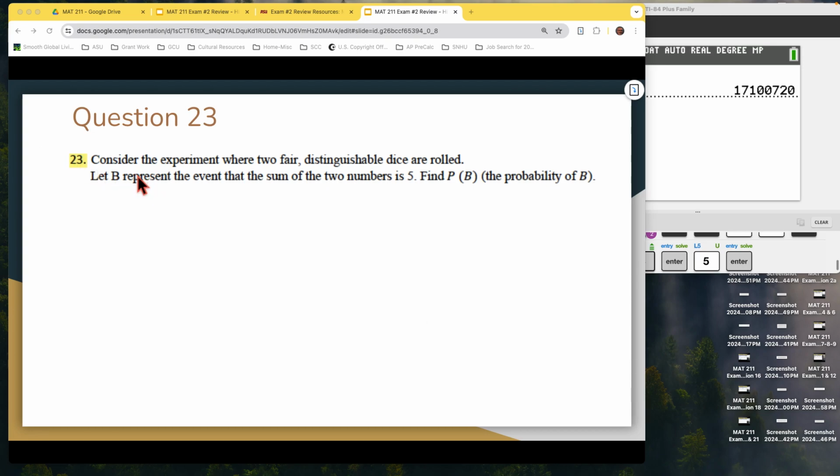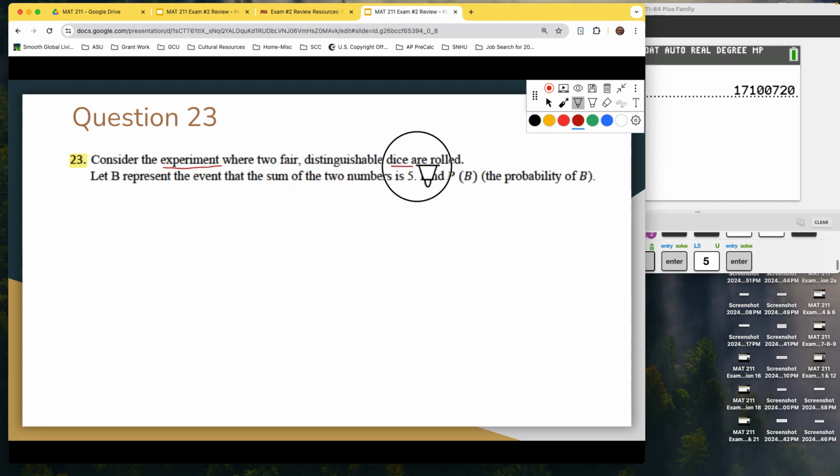Moving along, we're now getting into probability type questions. And here we've got an experiment, which just means we're flipping some coins or rolling dice. Two fair, distinguishable dice are rolled. So remember, this is from the lecture. There was a green dice and a pink dice. That's how we can distinguish the difference.